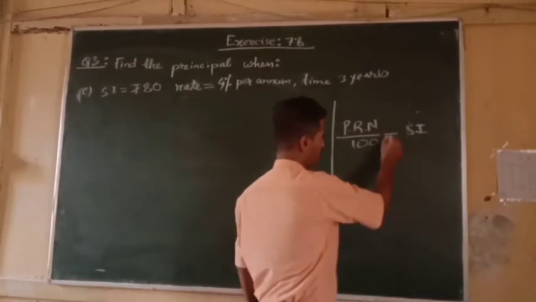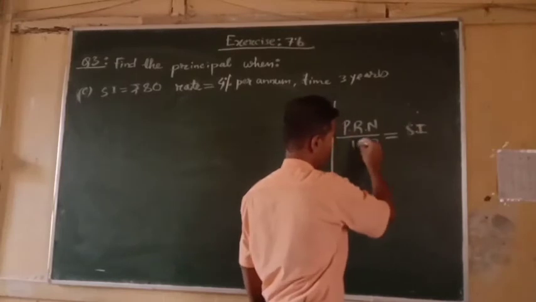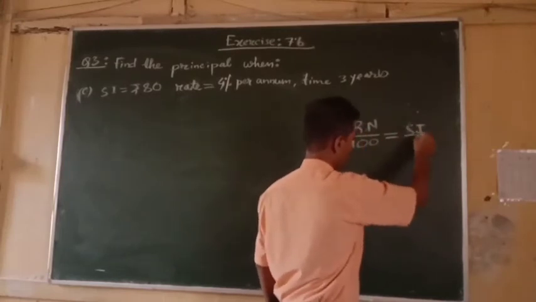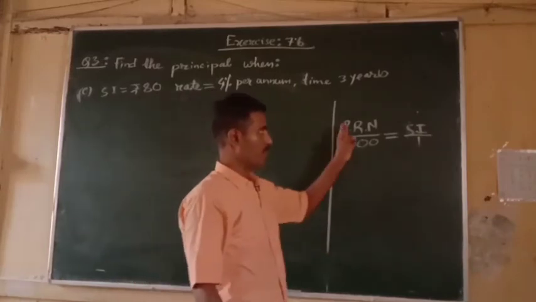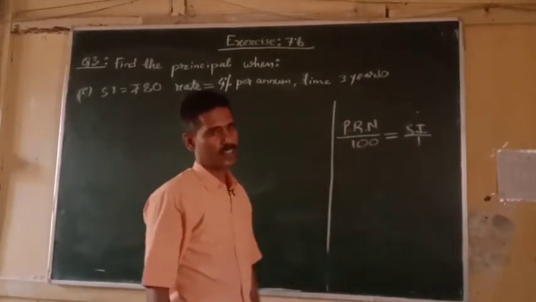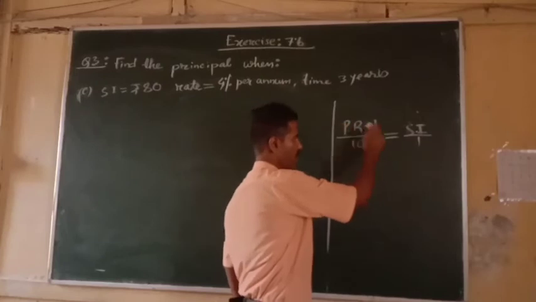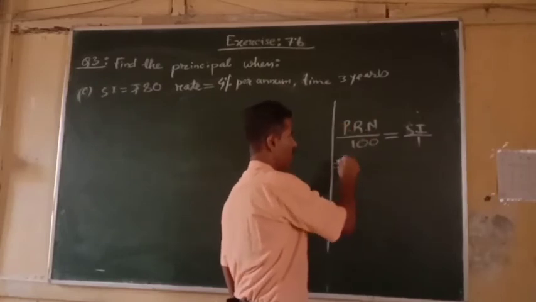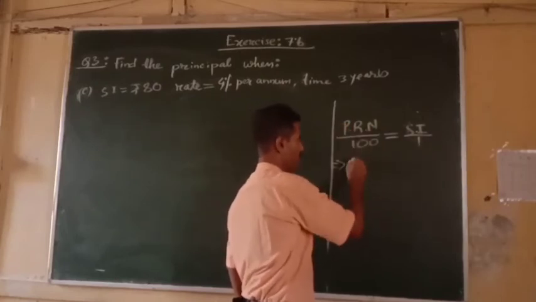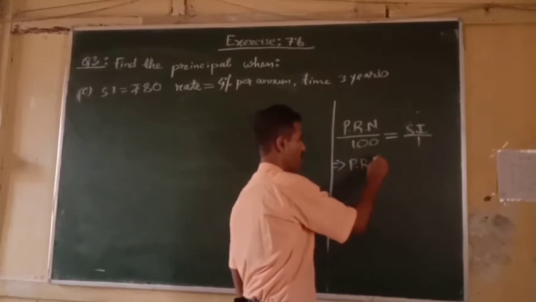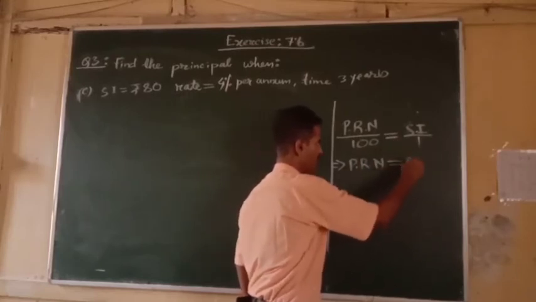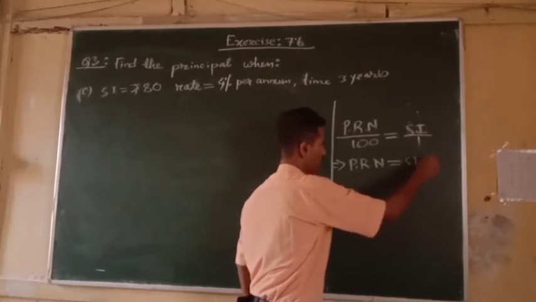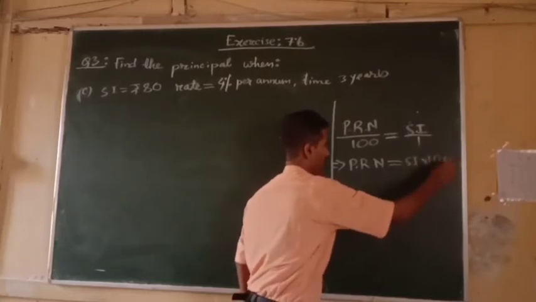Now see, this is the equal sign. This is the right side, this is the left side. Simple interest is the numerator. Below, what is there? 1. Okay. Now if we do cross multiplication, left side numerator into right side denominator, what will we get? PRN into 1, PRN. We know whenever we multiply any number by 1, the number remains the same. Equal sign. This is what we got: simple interest into 100.